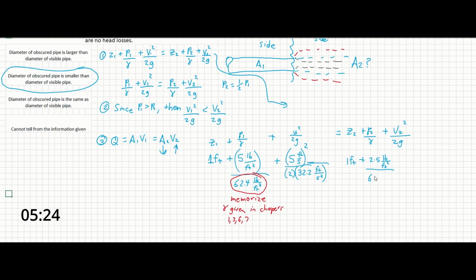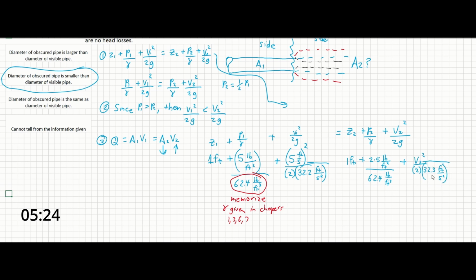Over 62.4 pounds per cubic foot. And then the velocity is what we need to solve for here. So that's V2 squared over 2 times 32.2 feet per second squared.